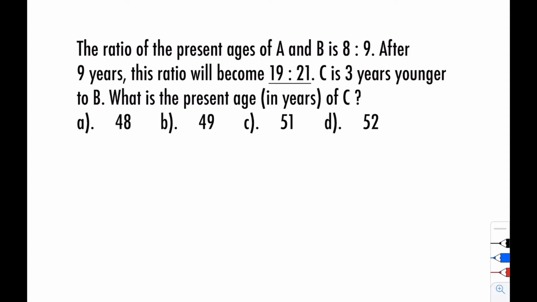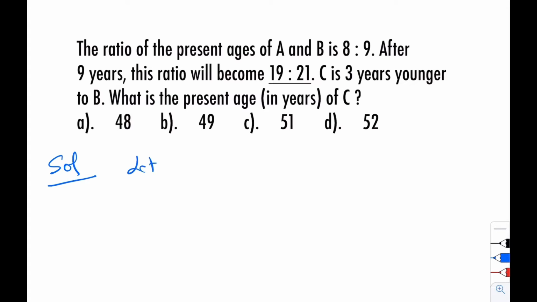The ratio of the present ages of A and B is 8 is to 9. After 9 years, the ratio will become 19 is to 21. C is 3 years younger than B. What is the present age in years of C?